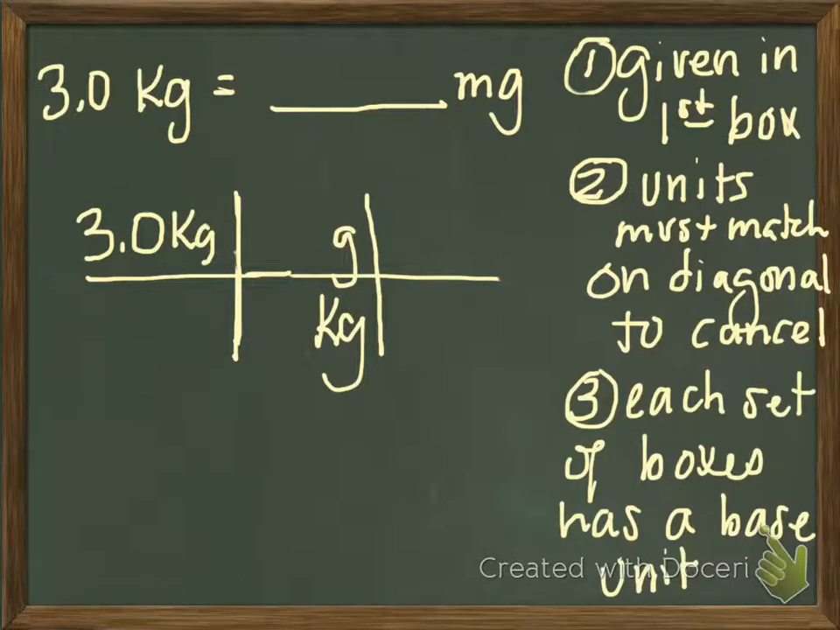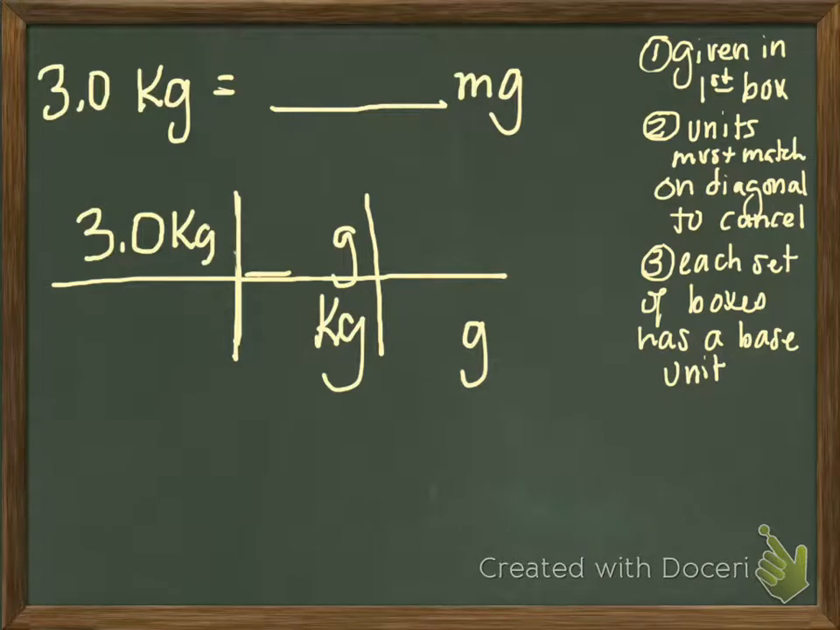If we filled in values right now for grams and kilograms and multiplied out, we would convert kilograms to grams. But that's not the unit we want to end up in. So we have to keep going and do one more set of boxes. Now, if we look at rule number 2, the units must match on the diagonal to cancel. This applies to all of your sets of boxes. So, the units that are going to go down here are grams again.